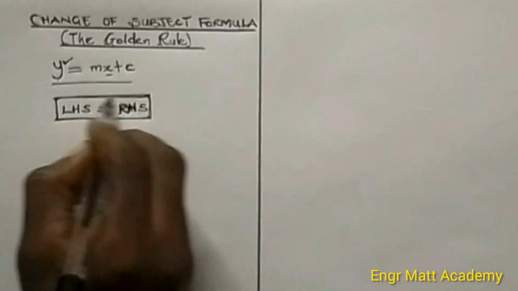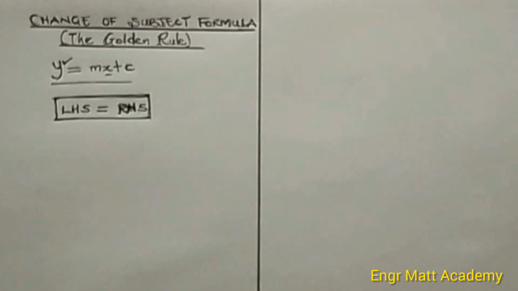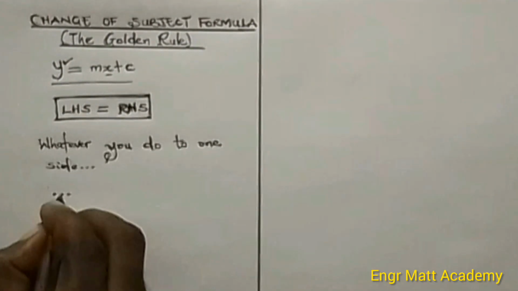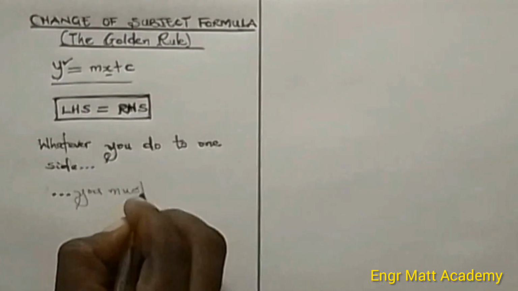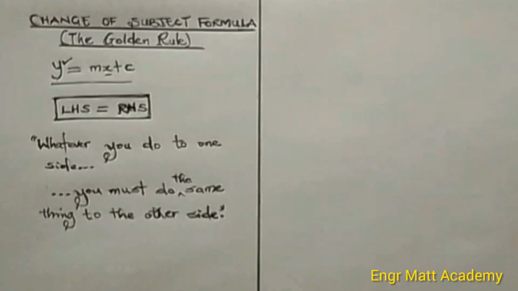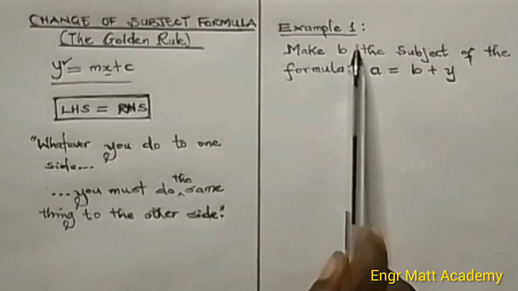So what is the golden rule? The golden rule is that whatever you do to one side, you must do the same thing to the other side. If you can remember only this one rule, we have almost conquered this topic. Come on, let's use the golden rule to solve some examples. As we do it, you will see that changing the subject of a formula is not as difficult as many students think. This is example 1.